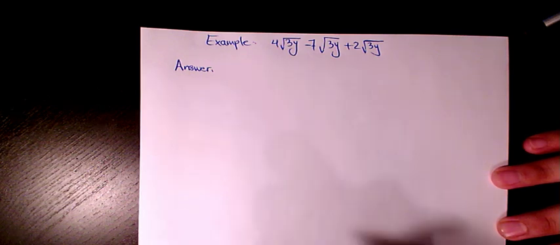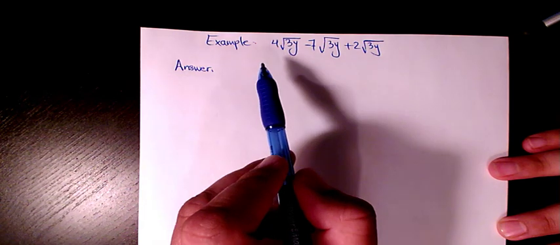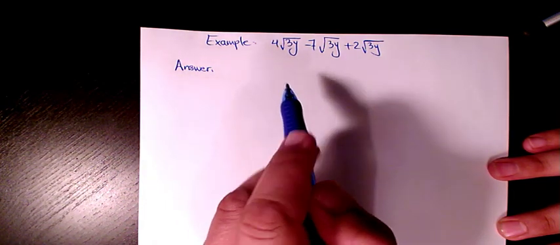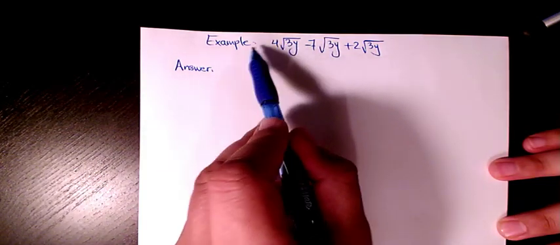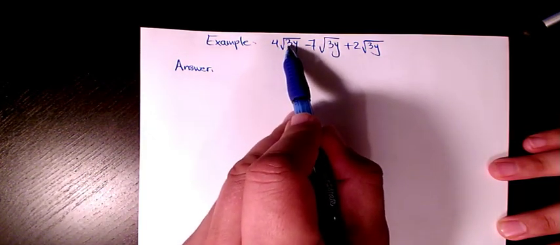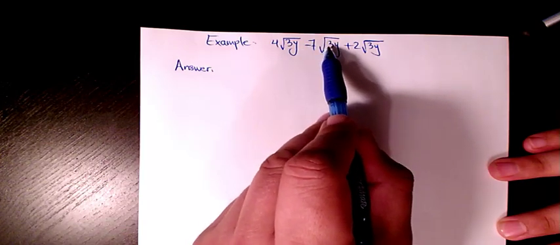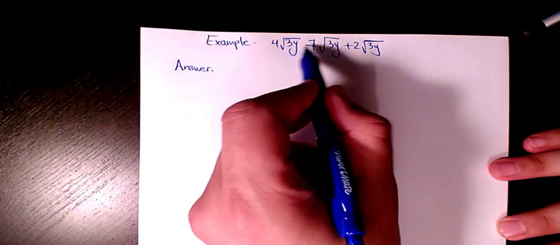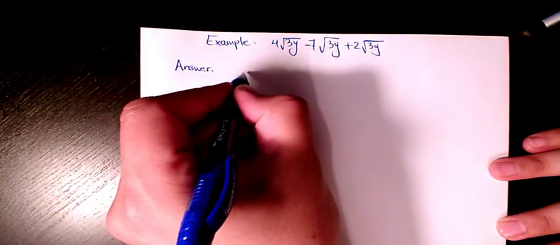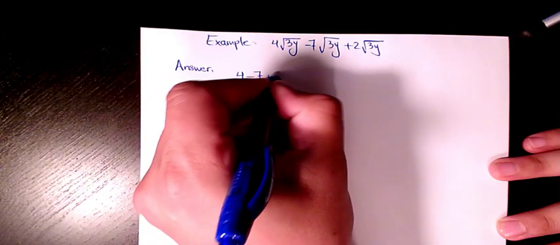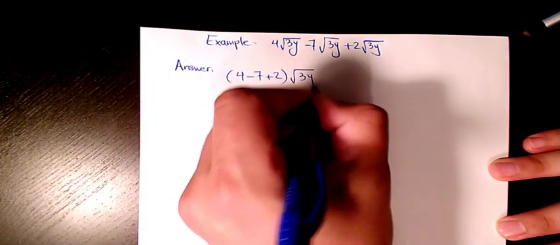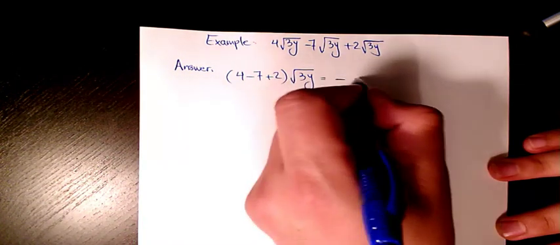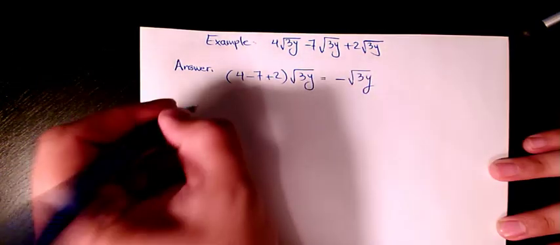Welcome to my channel. In this video I want to show you how to add and subtract square roots, or adding and subtracting radicals. So the first thing is simplifying 4 root 3y minus 7 root 3y plus 2 root 3y. We collect the like terms. These are all like terms, so the coefficient is 4 minus 7 plus 2 root 3y. 4 minus 7 is negative 3, plus 2 is negative 1, so it's going to be negative root 3y.